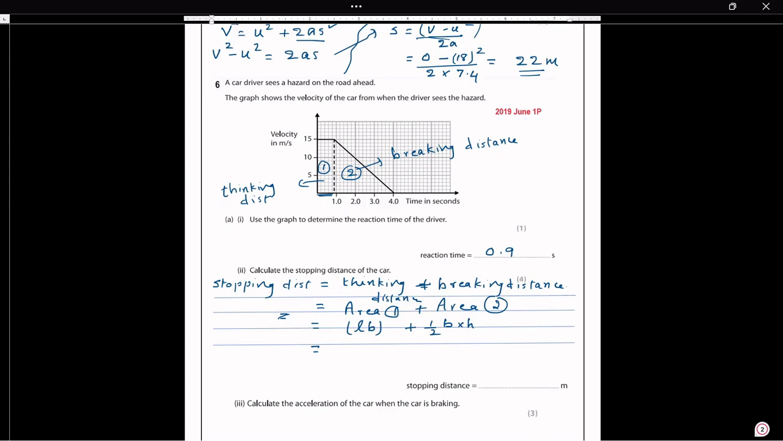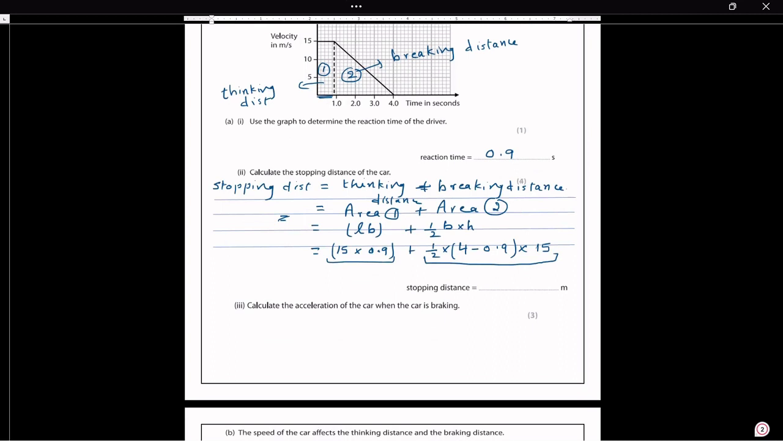The length is 15 times the base, 0.9, plus for area 2, it is half times the base, which is 4 minus 0.9, times the height, which is 15. Calculating this part plus this part, together we get the stopping distance.